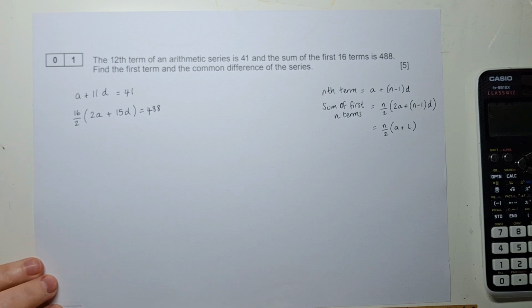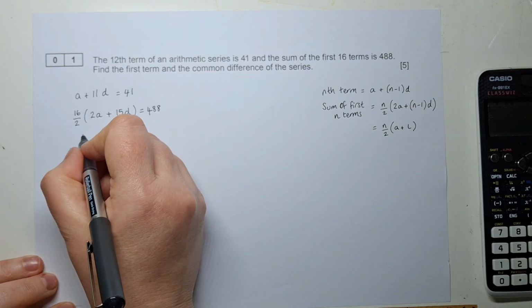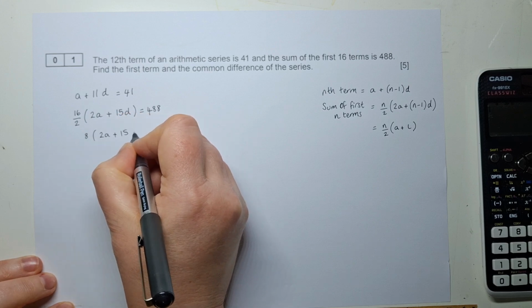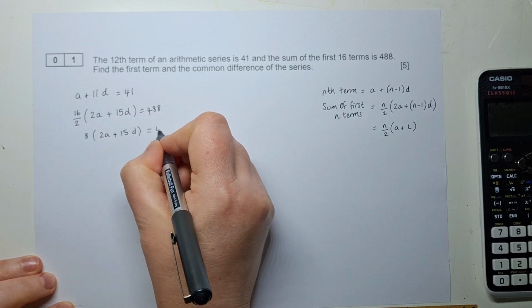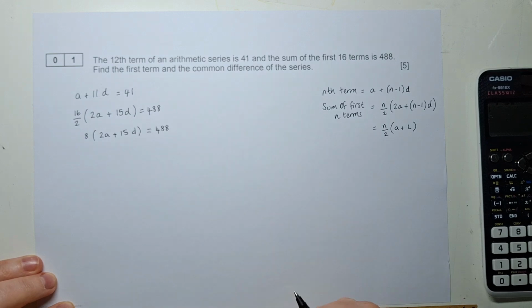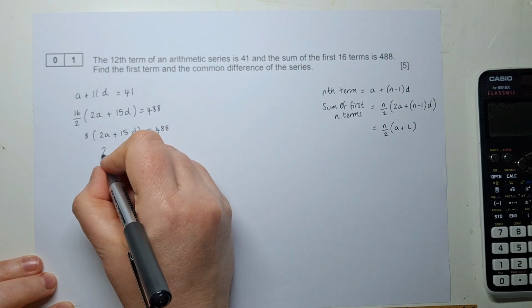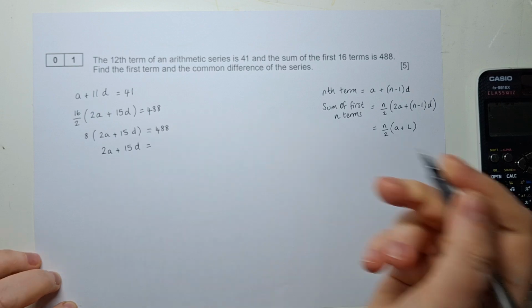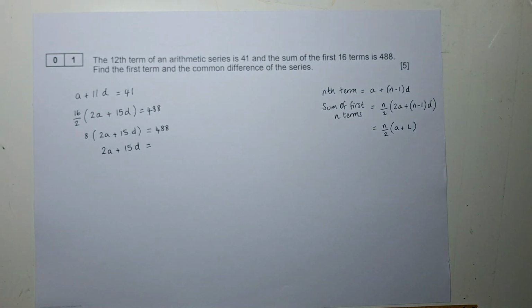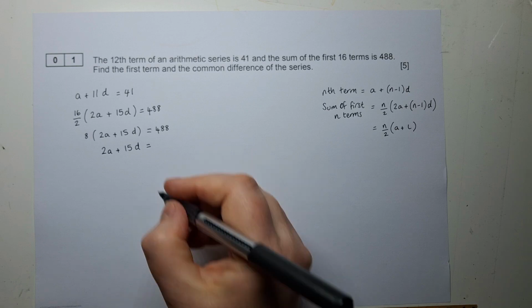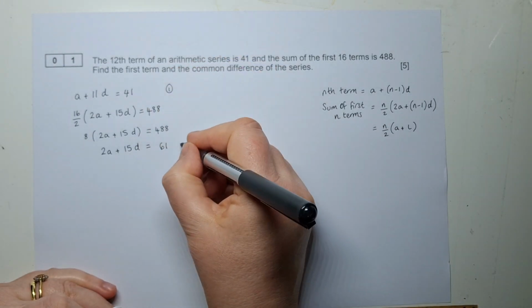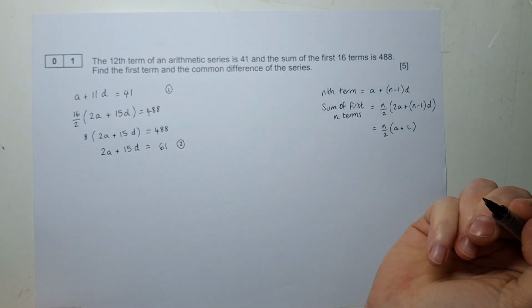If we tidy the second one up as much as we can, 16 over 2 is 8. We could multiply out with the 8, or we could divide the 488 by 8 that way. So maybe that's a nicer way to do it because it keeps the numbers slightly smaller. So 488 divided by 8, 61. I know I could do that in my head. So we've got equation 1, and now we've got this tidied up equation 2.